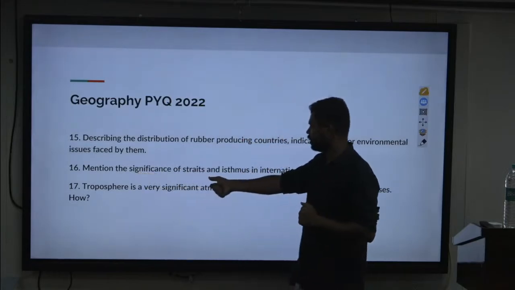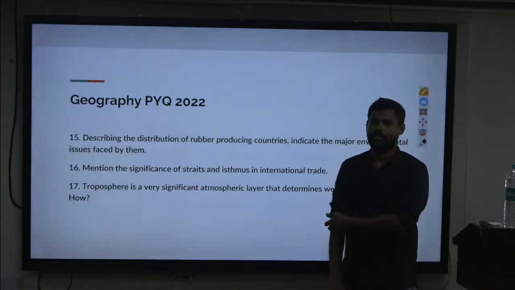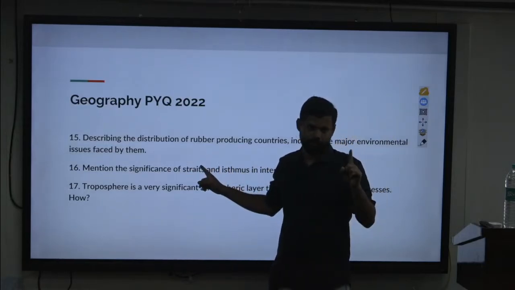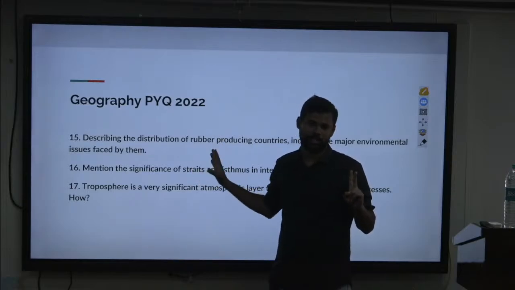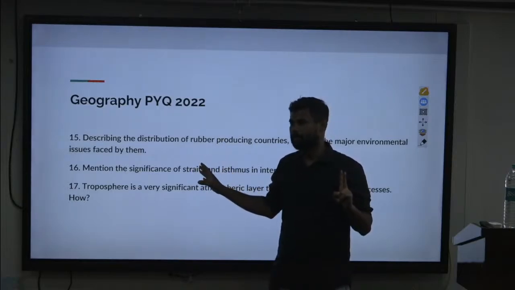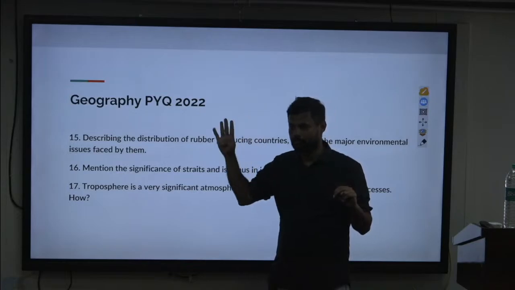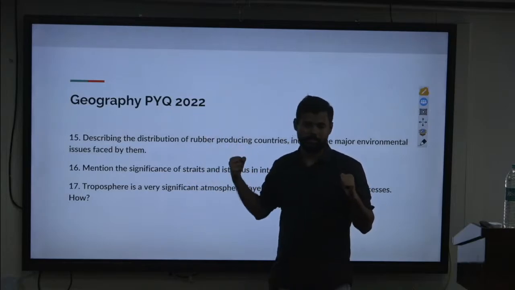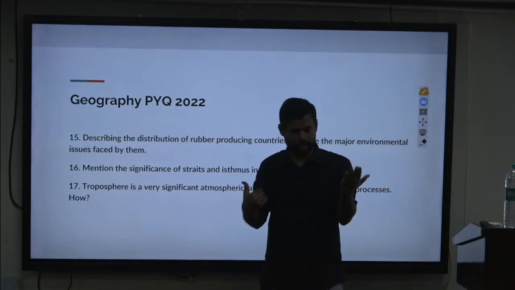Okay. Next, mention the significance of straits and isthmus in international trade. What is this? Easy or difficult? First of all, it does not come in basics. It is application. That is the first thing. The second is, you should have a list of 20 keywords in geography. Irrespective of what they ask, you should be able to use those keywords. The keywords can be, for example, accessibility, availability, innovation, diffusion, decentralization, agglomeration. Are you getting it? Inertia, geographical inertia. So like that you should have around 20 to 25 keywords ready for you.